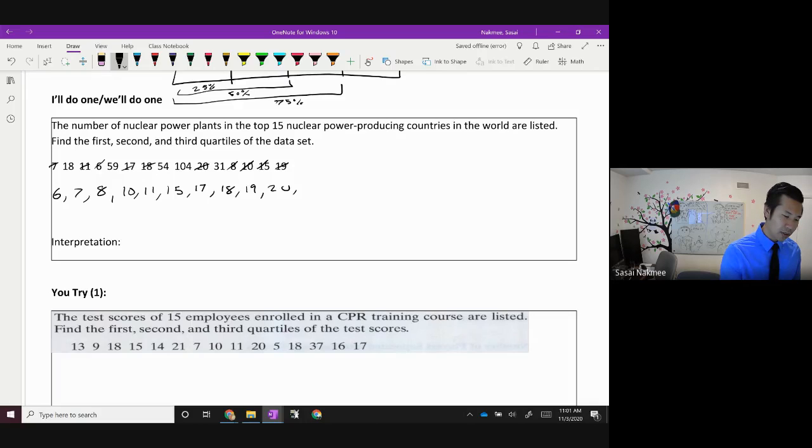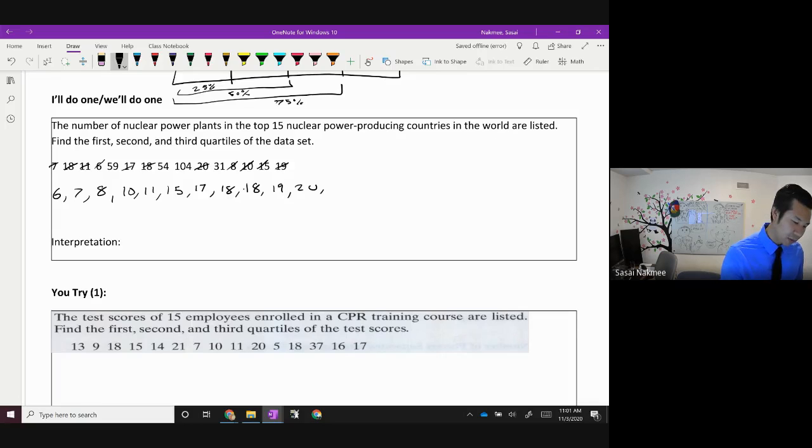Getting easier. Oh, did I miss that 18? Oh, there's 2 18s. Look at that, guys. I already made a mistake. Whoops, there's 2 18s. My fault. Let me move that over. 2 18s. Oh my gosh. And then 19, then 20.